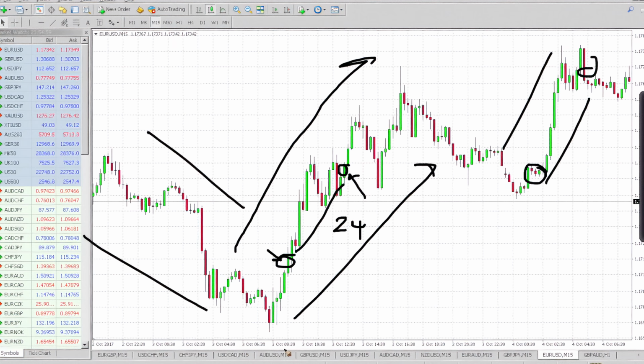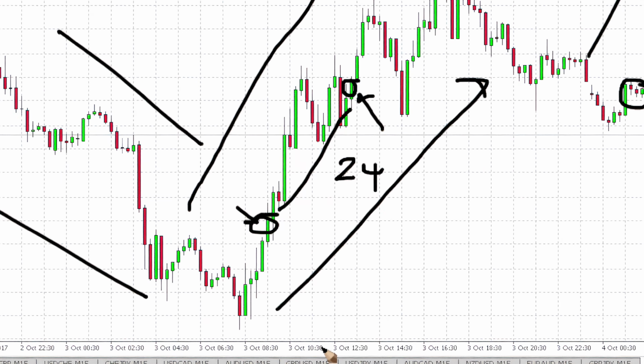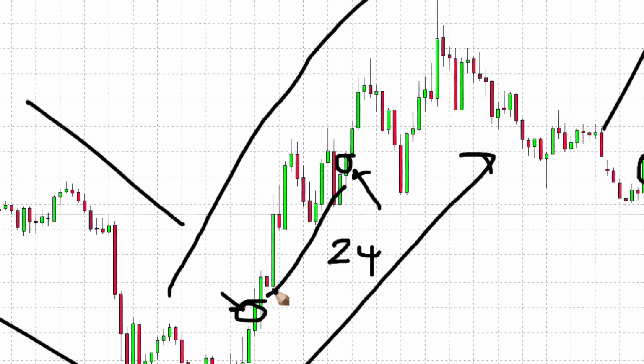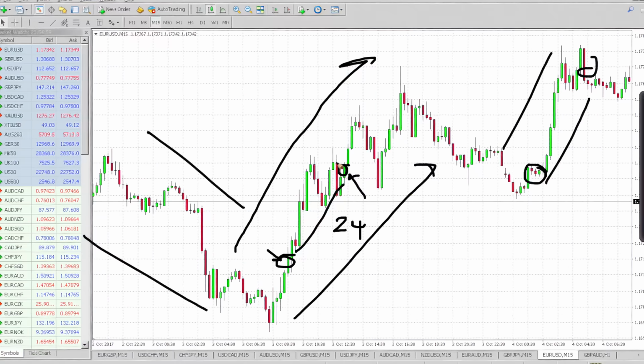You can see that this trade from here to here was within the same day, within the 3rd of October. So how long did this trade take? One candle is 15 minutes, so 4 candles is 1 hour. So 1, 2, 3, 4, that's 1 hour. 1, 2, 3, 4, 2 hours. 1, 2, 3, half an hour. So this trade lasts for about 2.5 hours. That's it, and I'm out of the trade. So this is day trading.